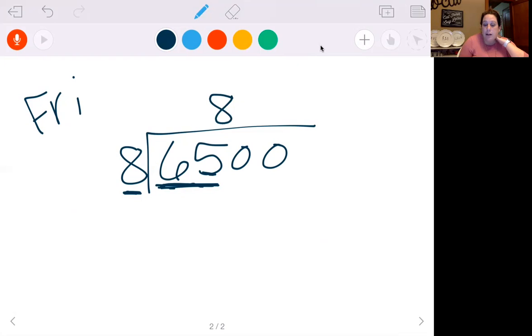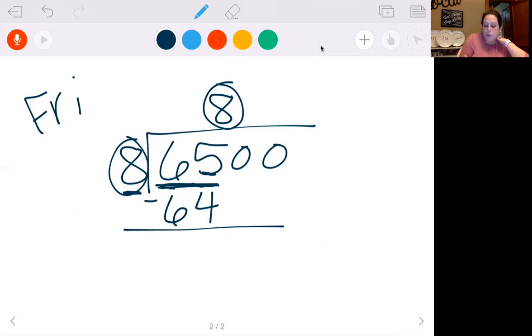So I divided. Next step is multiply. So I multiply 8 times 8, and I get 64. I'm going to line it up right under the 65. So we divided, we multiplied, now we subtract.